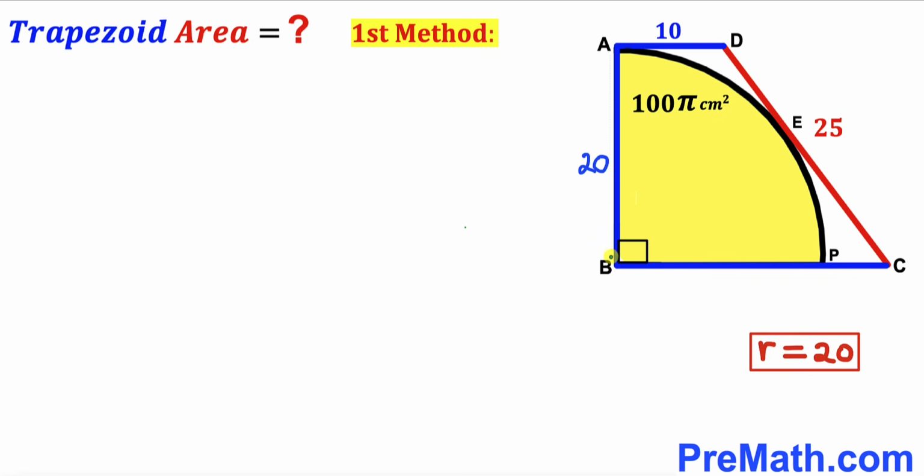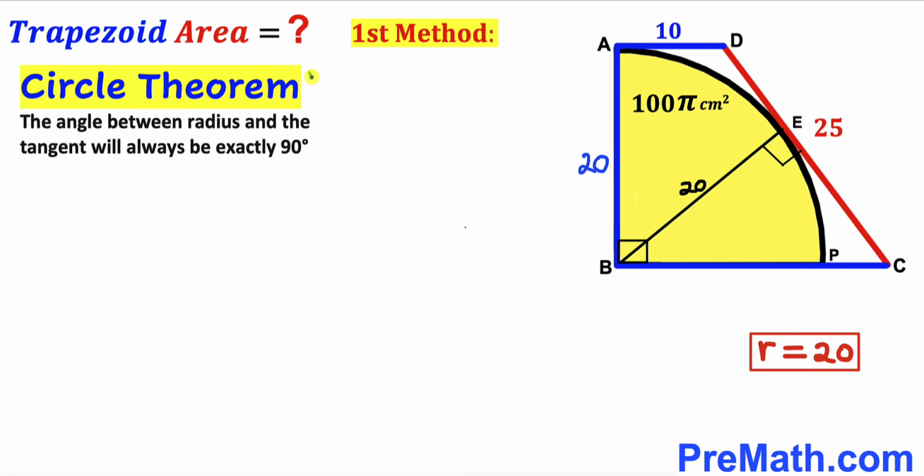And in this next step, I am going to connect this center B with this point A, as you can see in this next step. And now we can see this BE is the radius of this quarter circle, and we know the radius is 20. So this quarter circle radius is going to be 20. And now let's recall the circle theorem. According to this theorem, the angle between the radius and the tangent line will always be exactly 90 degrees. So no wonder this angle BEC is going to be a 90 degrees angle, since this is our radius and this is our tangent line.